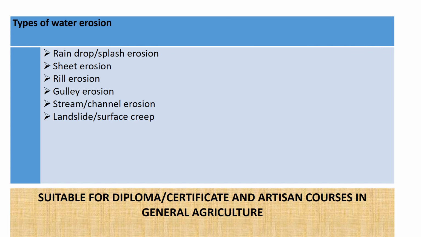Next, we'll be looking at the types of water erosion. And water erosion occurs in different forms. So the first form of water erosion is the raindrop erosion or splash erosion. The second one is sheet erosion. The third one is rill erosion. The fourth one is gully erosion. Number 5 is stream or channel erosion. And lastly is the landslide or surface creep.